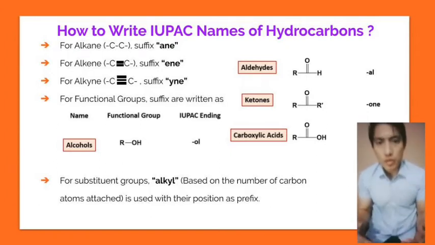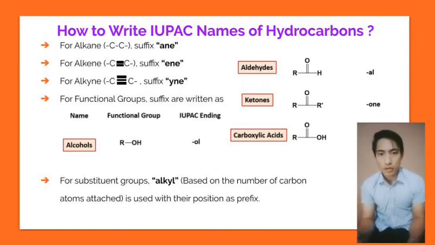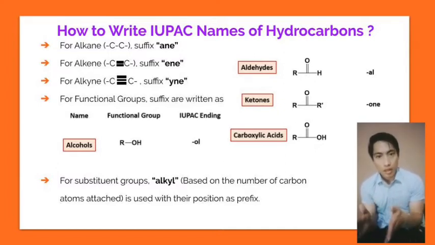Come to the functional group. We have already discussed the 5 different functional groups here. Based on those functional groups, we will be naming them: OL for alcohol, ONE for ketone, AL for aldehyde, oic acid for carboxylic acid, and for halogen it is a prefix. If bromine is there, it would be bromo; if iodine is there, it will be iodo; if fluorine is there, it will be fluoro.